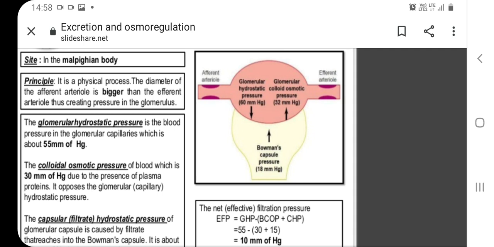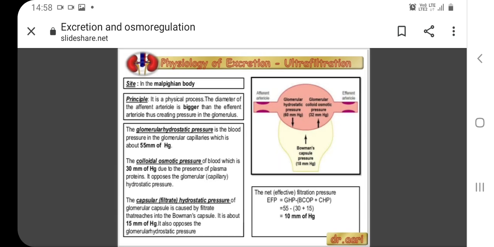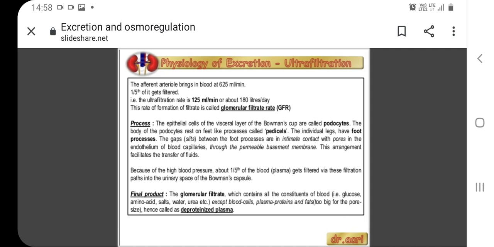Now, this pressure, what is mentioned here, states with how much pressure the filtrate is passing down through the kidneys into the ureter.